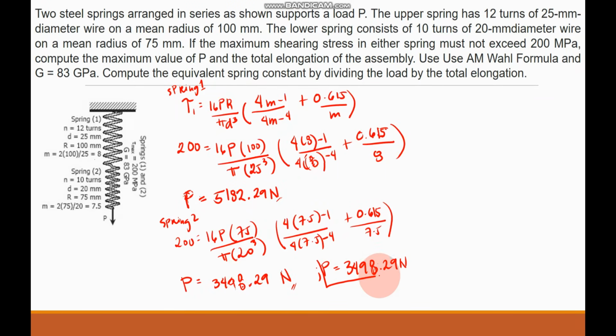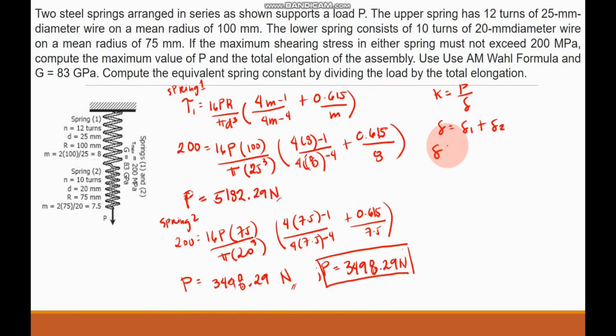So, this is the maximum value of P. And then, also, the problem is looking for the spring constant K. And we can determine the spring constant K if we solve the elongation of the spring. So, the elongation is the elongation of the spring 1 plus the elongation of the spring 2.